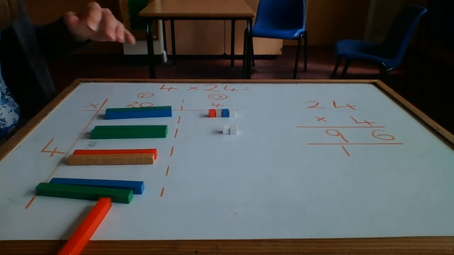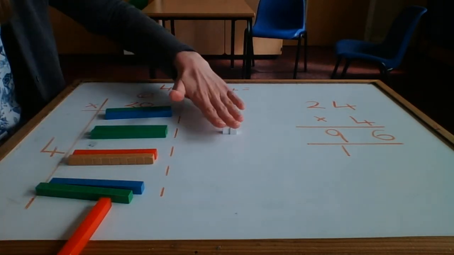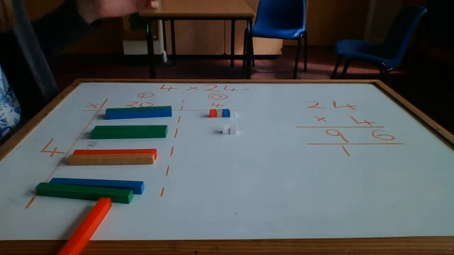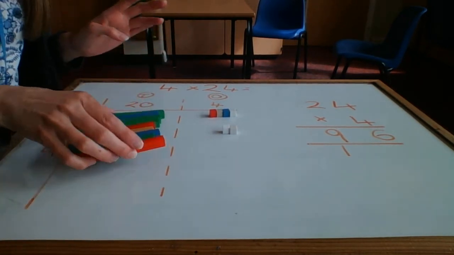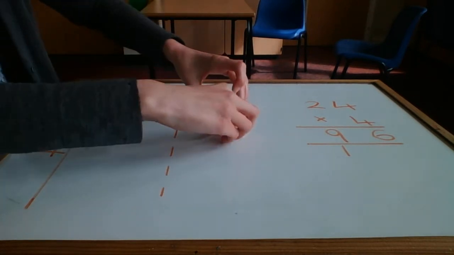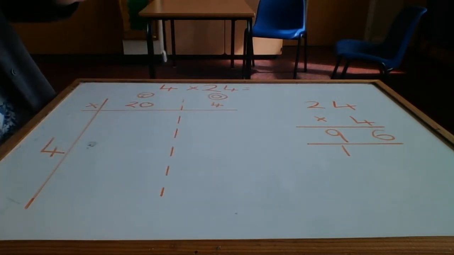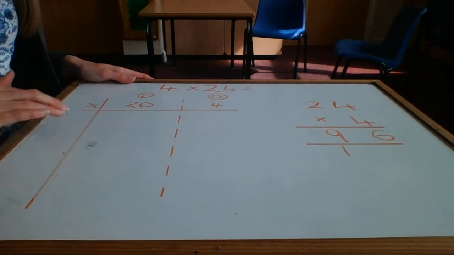96. Okay? So you can see here I've got 96 as my answer. So that's how you do that one. So let's have a look at another slightly trickier example.